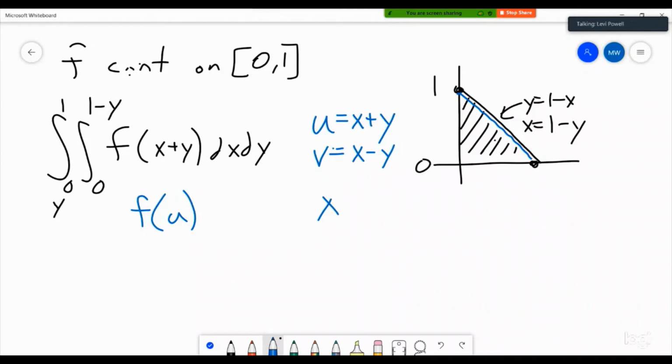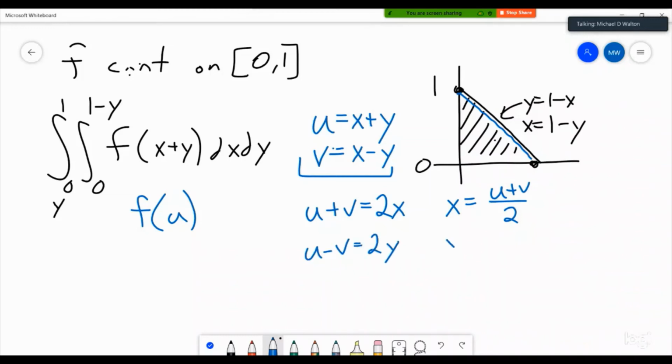If we want to get just x using these two equations, if we add the two together, we get u plus v equal to 2x plus 0y. That means x is u plus v over 2. If we want to get y, we take the first one and subtract the second one, and we get u minus v equals 2y. So we find that y is u minus v over 2.